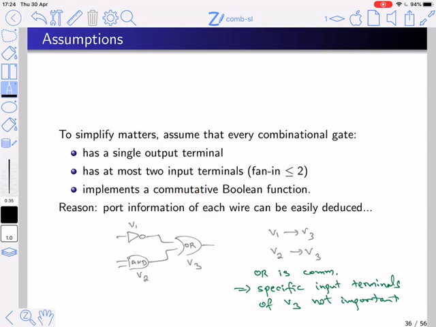These assumptions help us simplify the port information of wires. So for example, if I look at this AND gate which feeds the OR, and this inverter that also feeds the OR, I can give the inverter the name V1, the AND the name V2, the OR the name V3, and just talk about the wire from V1 to V3 and the wire from V2 to V3. And I don't care exactly which input port of V3 is fed by these 2 wires, because the OR gate is a commutative function.